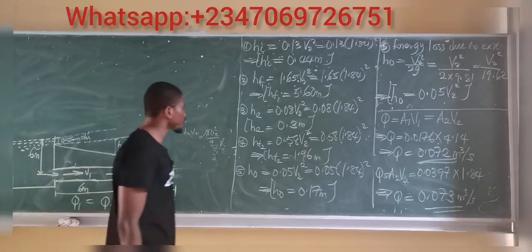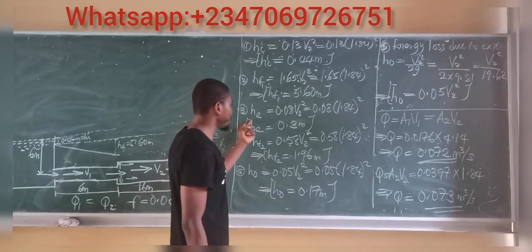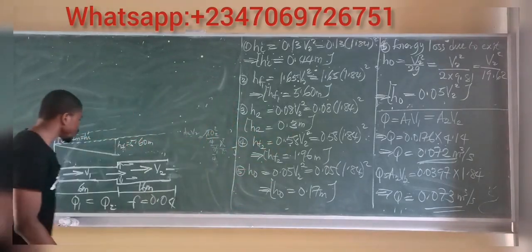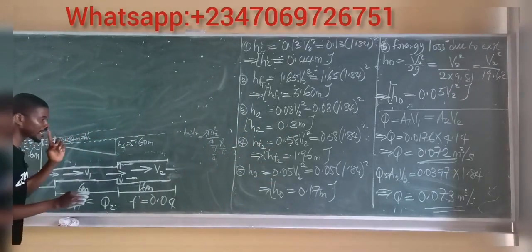The next energy loss was energy loss due to sudden enlargement of the pipe, and we obtained 0.3 meters for it. So you measure now due to sudden enlargement of the pipe.